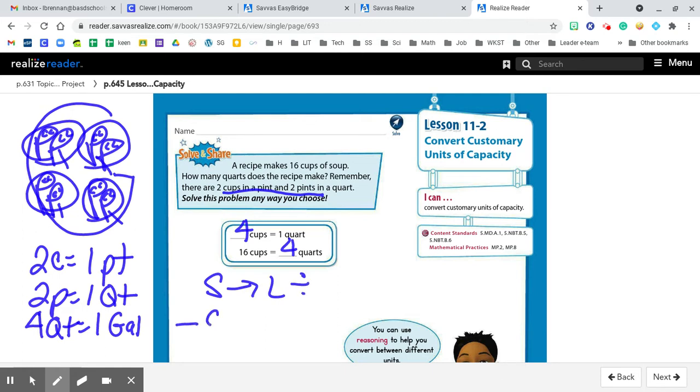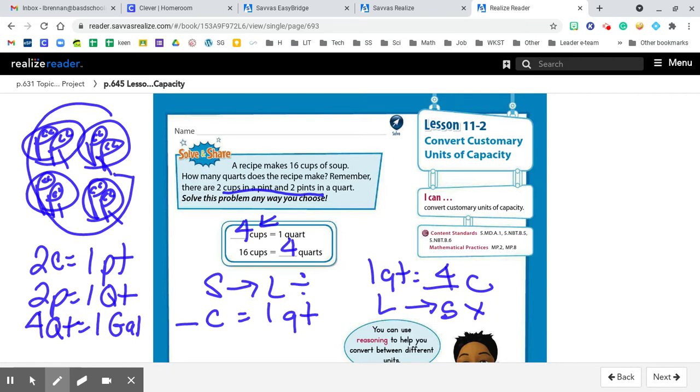So if we want to know how many cups is in 1 quart, let's see, we're going from smaller to larger. Yeah, so actually we're going in the other direction because of the way the question's written. So let me get that. 1 quart equals how many cups? I'm going from larger to smaller, so I'm going to multiply. And I know that there is 4 cups in a quart, so 1 times 4 is 4.